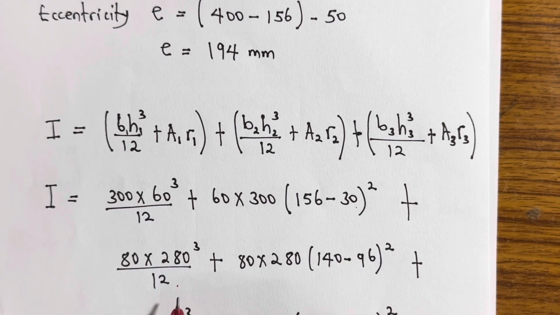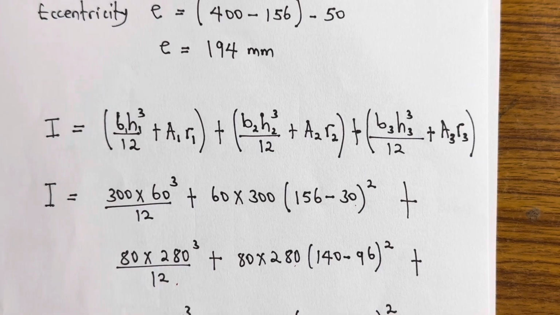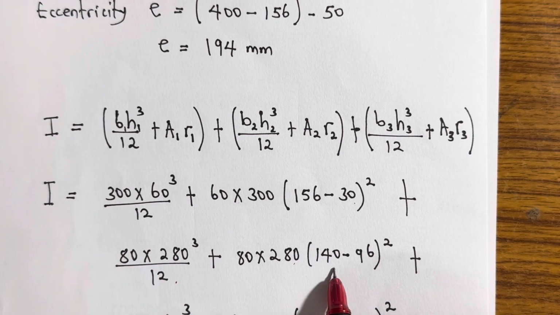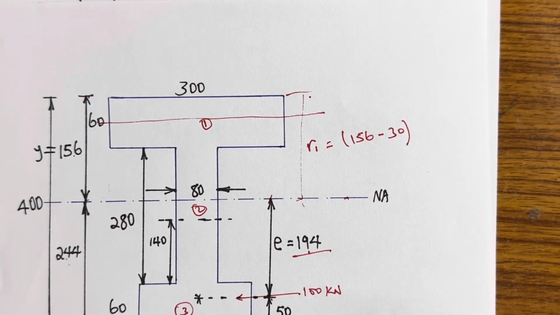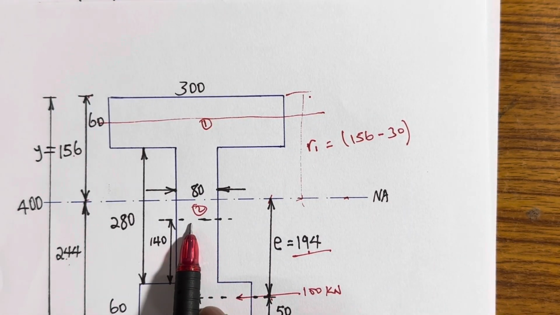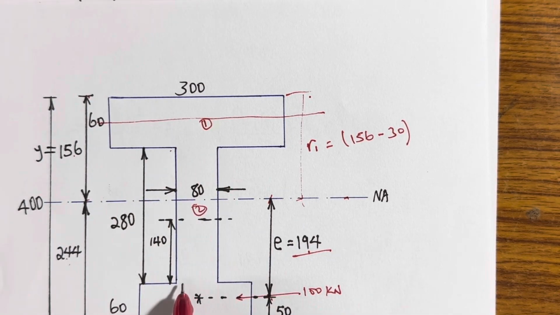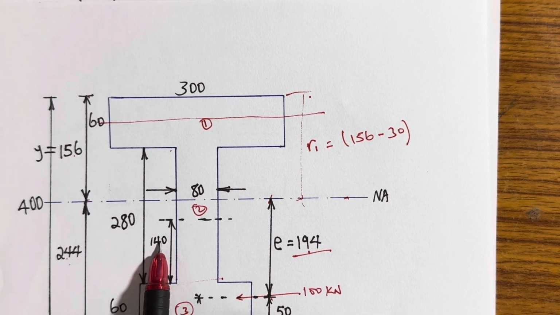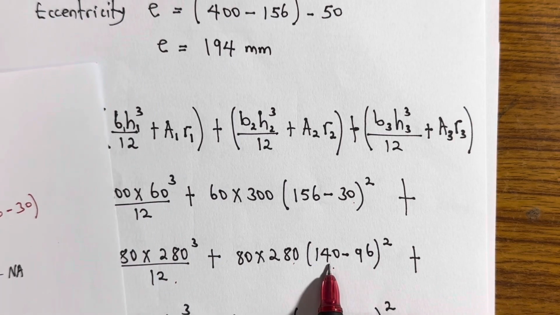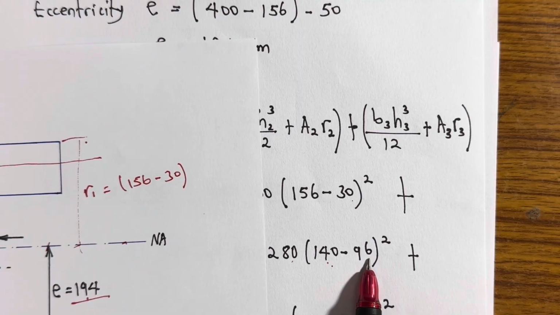Then multiply with the area, 80 times 280. Then the question comes, how do I get this R2? 140 minus 96, how did I get it? The second figure is the web. The centroid of the web only is at half of 280, which is 140. I believe you have got that. That is why I have 140 here. But where is this 96 coming from?